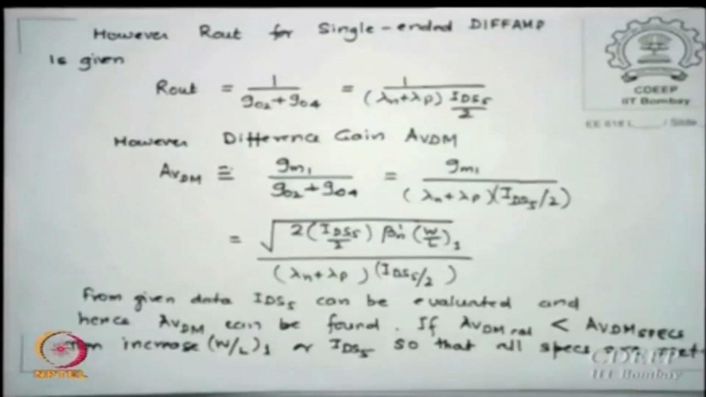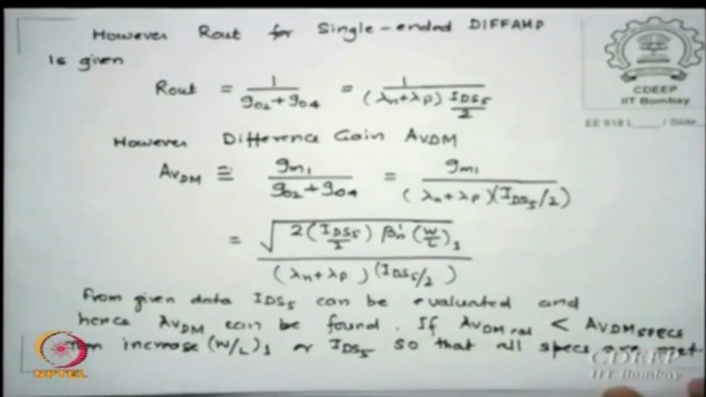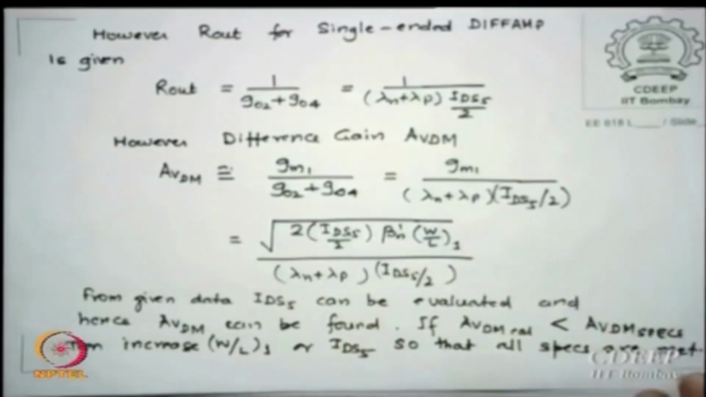It says it is the bound which I am giving. The designer should choose values which suit therefore all specs as much as possible. Is that clear to you? So IDS5 being my design parameter, let us say if you fix something and your gain does not come what is being specified, so increase W by L1 is one possibility, or increase the IDS5 itself. Okay, if you increase W by L1, indirectly you are also increasing IDS1 which is connected to GM1.